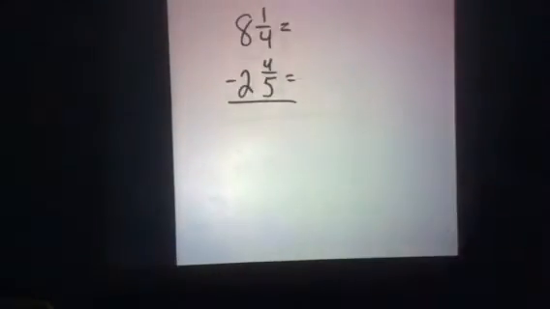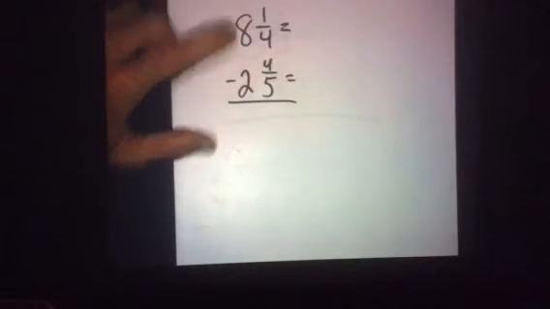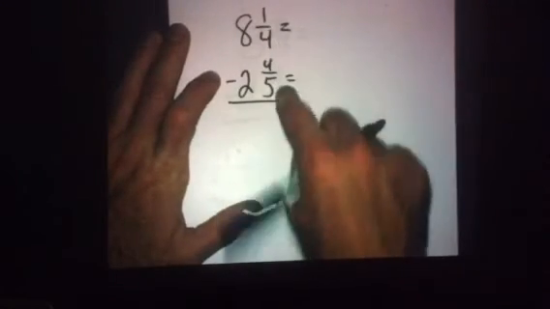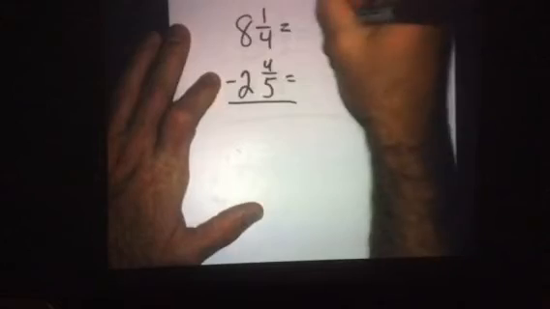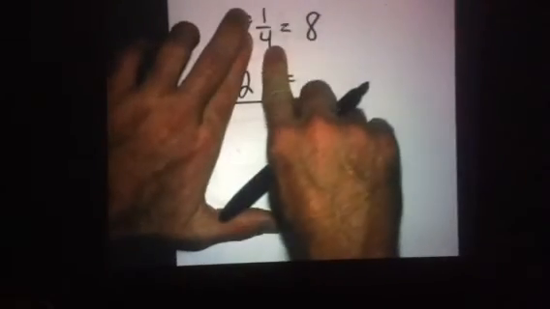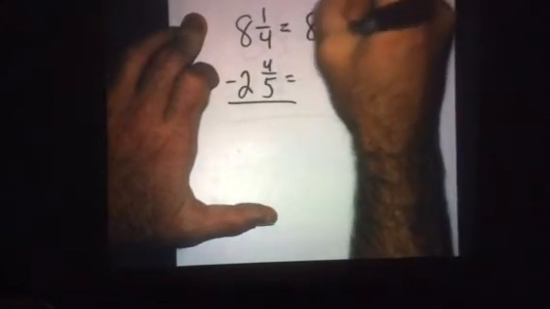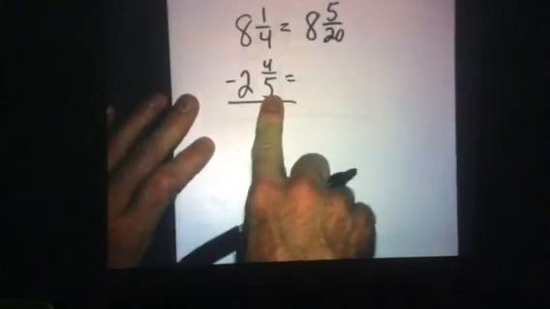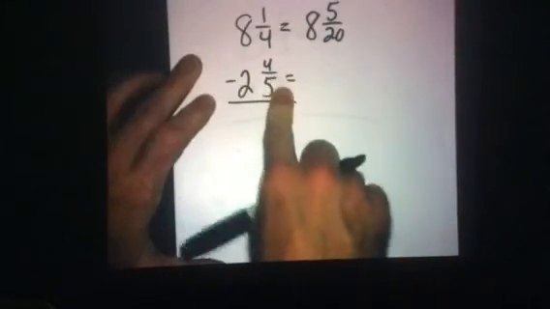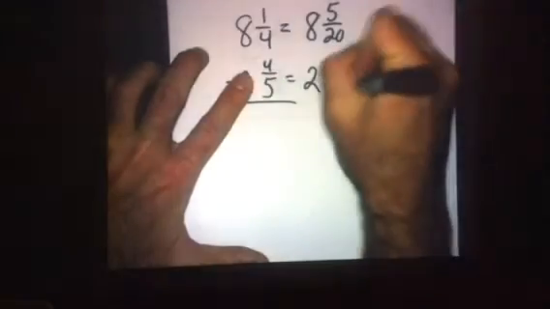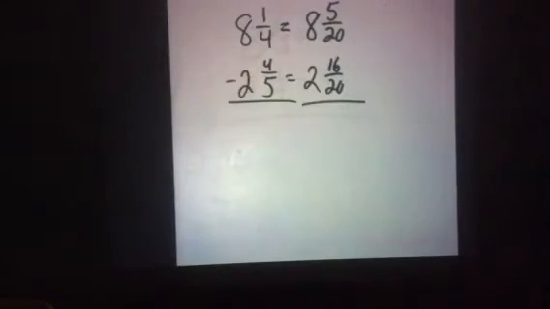So over to here, I have 8 and 1/4 minus 2 and 4/5. Same thing. I have the exact same problem. I need to find a common denominator. I know with 4 and 5, I list the multiples, that it's going to be 20. So to make this 20, I multiply by 5. I multiply this by 5. 8 and 1/4 is equal to 8 and 5/20. Down here, I'm going to multiply them both by 4 to make this 20. So I have 2 and 16 twentieths. And now I need to subtract.